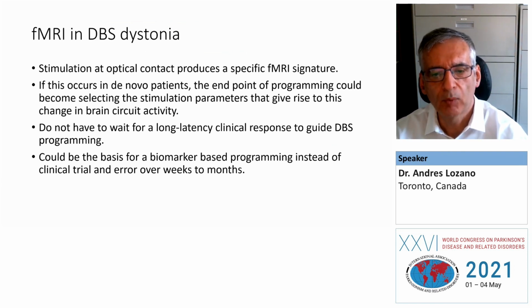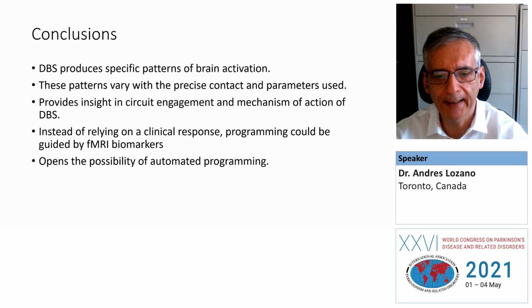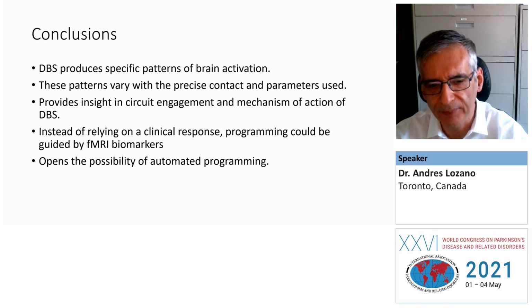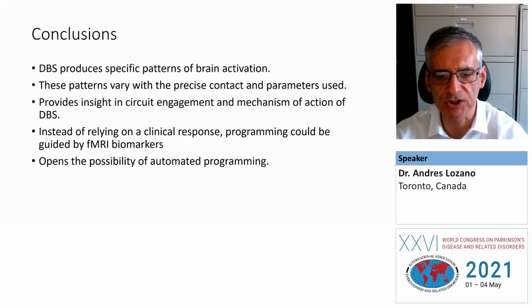So in conclusion then, what we've seen is that indeed it is possible to map out which areas of the brain are activated and are influenced by DBS. These patterns are very specific and vary as a function of which contact and which stimulation parameters are used. I think that this provides not only insight into what areas of the brain are important and necessary for the DBS activity to take hold and to produce a clinical effect, but in fact, it confirms the circuit engagement, and it also tells us something about the mechanism of action of DBS, what areas of the brain are affected and how those areas have to change in order to produce a clinical benefit.